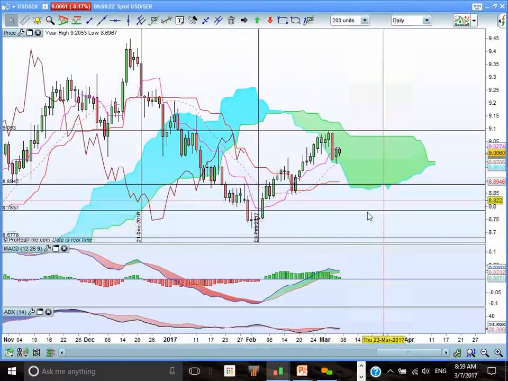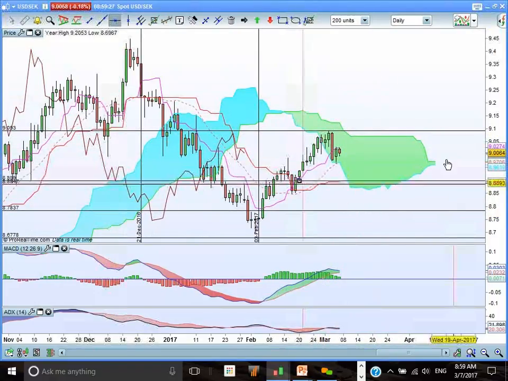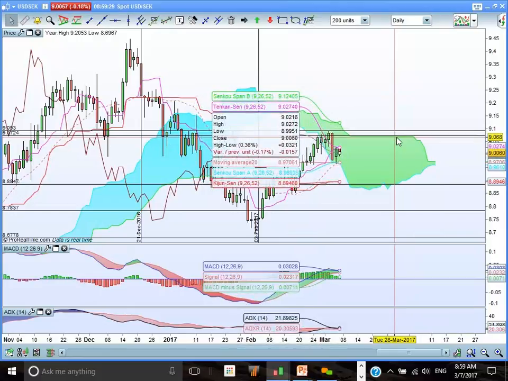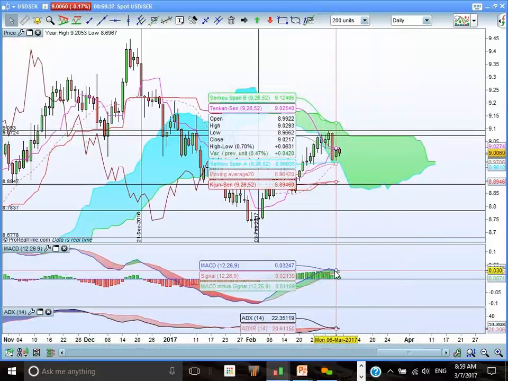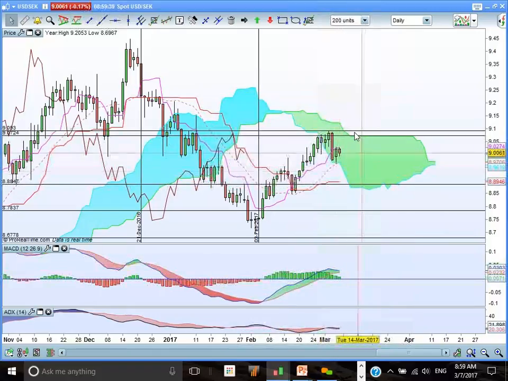US dollar Swedish krona, also grinding into the cloud. The top end of the cloud is significant resistance. We can see that level there. 9.068 is maintaining resistance. That could be a short selling area if the MACD sell signal fires. So that's the catalyst to watch out for this coming week.